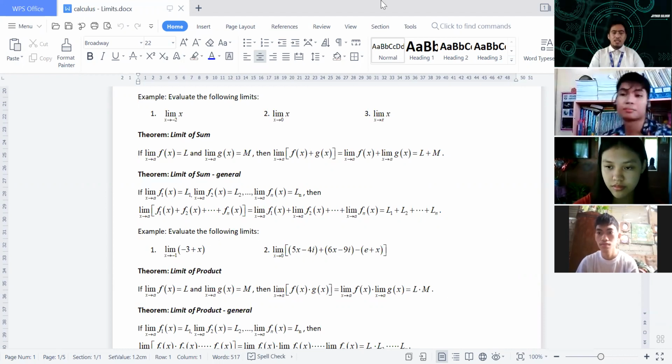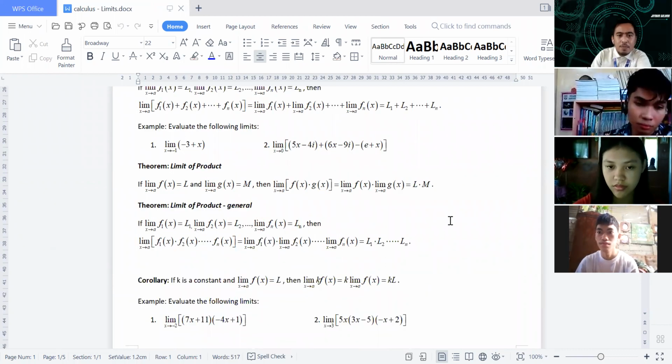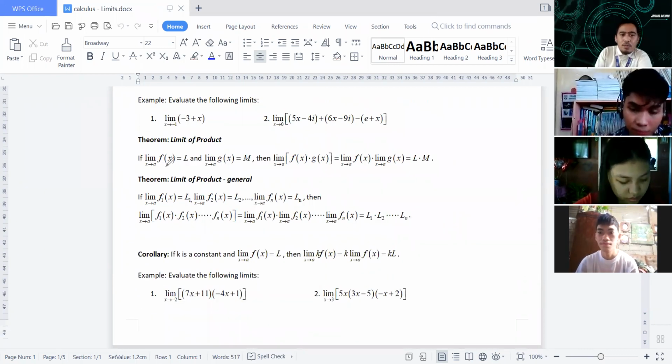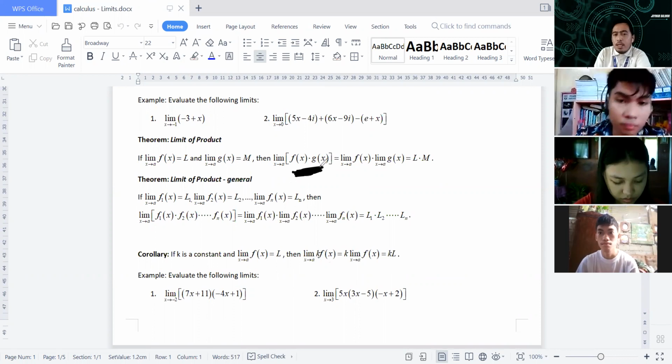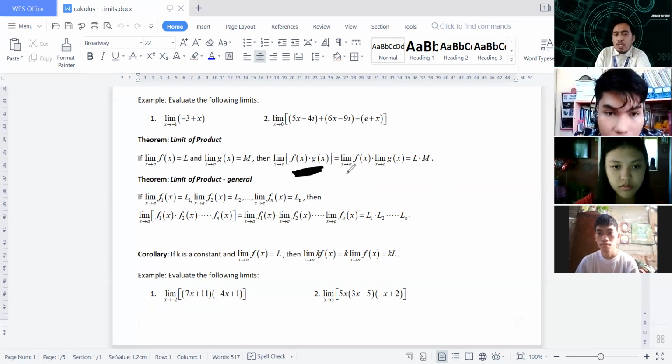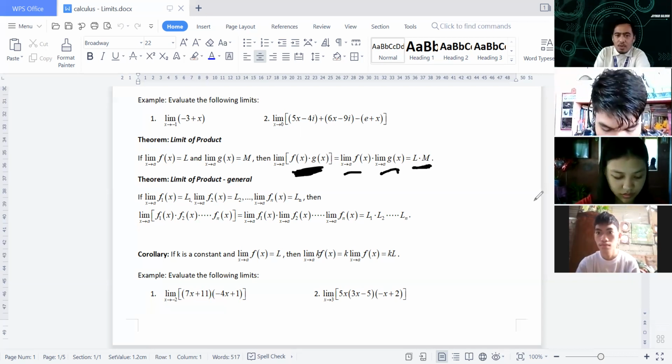The same thing will happen for the product. If you have the same case, but this time you take the product of the two functions, you find the limit of the product of the two functions at the same fixed point. Then you just take the limit of the first times the limit of the second, and this will be the result. Okay? And I think you understand that one.